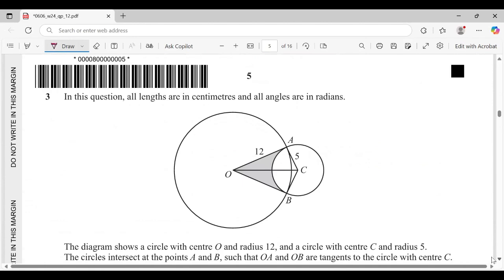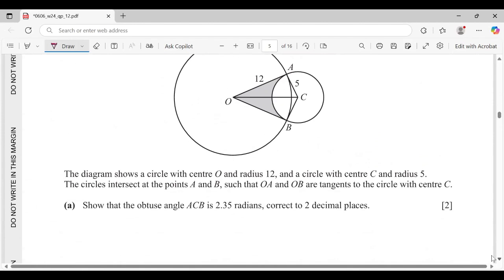Number 3. In these questions, all lengths are in centimeters and all angles are in radians. The diagram shows a circle with center O and radius 12 and a circle with center C and radius 5. The circles intersect at points A and B such that OA and OB are tangents to the circle with center C. Show that the obtuse angle ACB is 2.35 radians, correct to 2 decimal places.